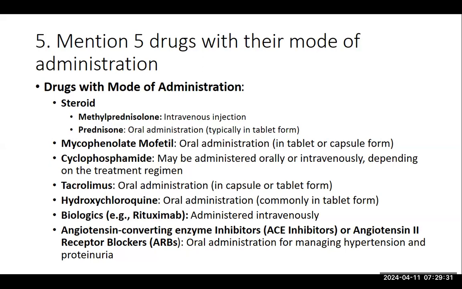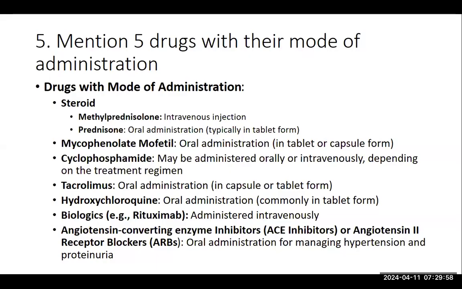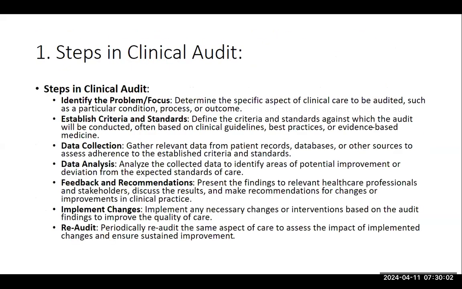Tacrolimus is administered orally. Hydroxychloroquine is also oral. Then we have the biologic rituximab, administered intravenously. Angiotensin converting enzyme inhibitors or angiotensin 2 receptor blockers are administered orally to control hypertension and for renal protection. Thank you very much. So this is a very short presentation. Entertain comments, questions, and corrections.